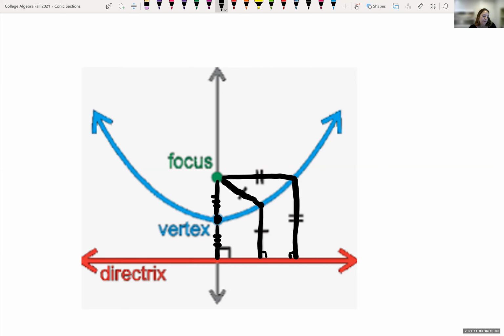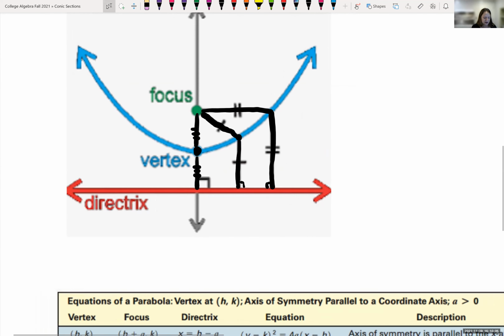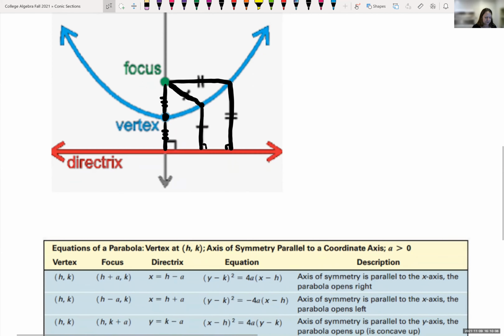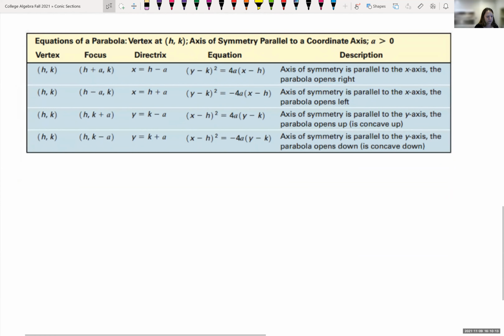Okay, so the standard form, or the form that a parabola can be written in, depends on which way it's facing. If it is the x value that is squared, I know my parabola is facing up or it's facing down. If it's my parabola that the y value is squared, I know my parabola is going to be either going left or right. So we're going to have different forms of this parabola.